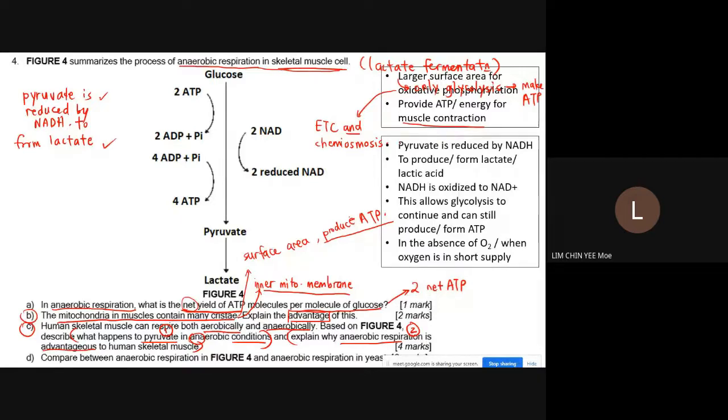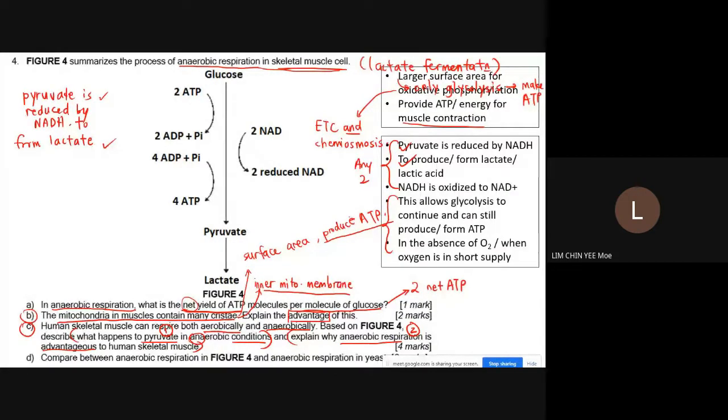Okay? So Miss bagilah jawapan ini. So first of all, pyruvate is reduced by NADH to produce or to form lactate. Okay? Ini yang tadi Jordan bagi tu. That's how you get the 2 marks. So sini sampai sini you boleh pilih any 2. I will go for the first 2 points. After that, another 2 points will be from here.